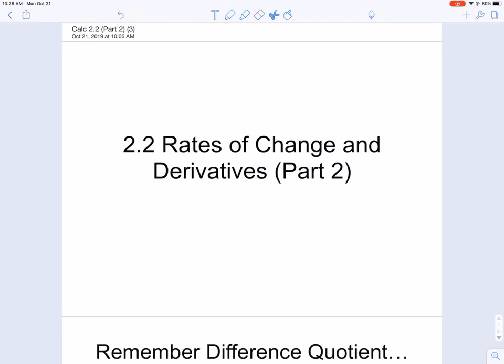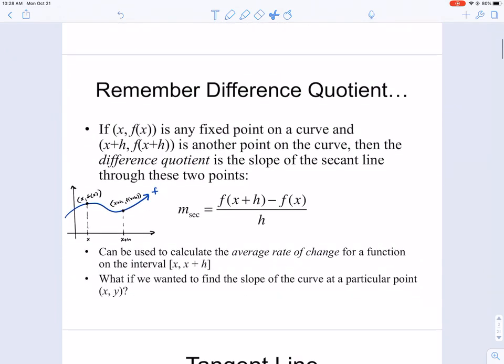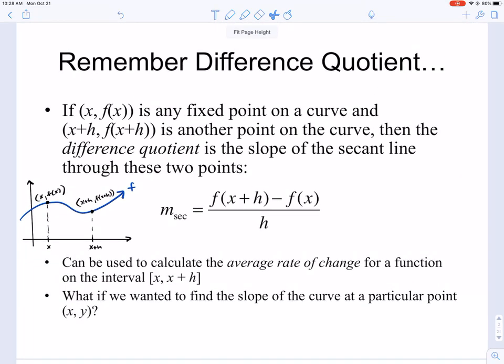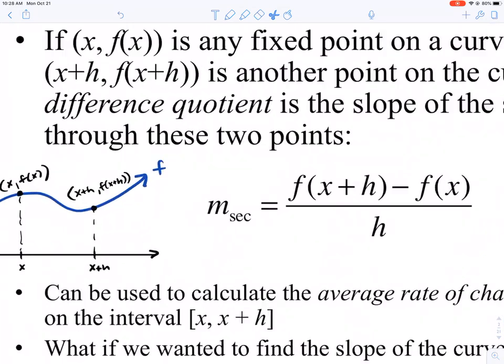So we're continuing on with section 2.2, rates of change and derivatives. In part 1 of this section, we focused on calculating average rate of change over an interval. And we had two different methods for doing that. Both involved calculating the slope of a secant line. So I have the picture here.